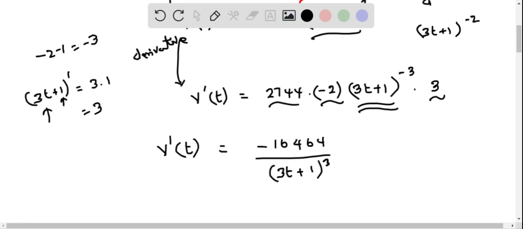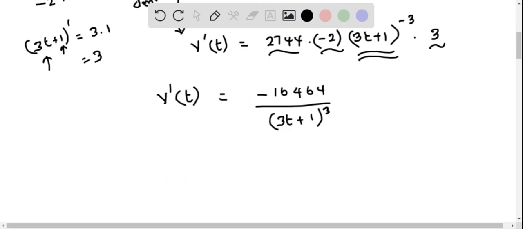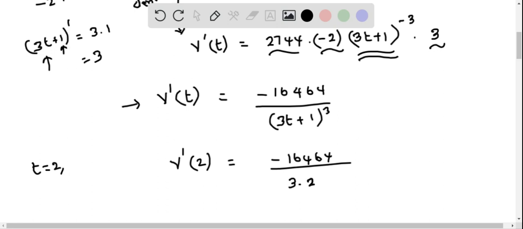Now we found the derivative function for v of t. We can calculate it at t equal to 2. What is the value? So I'm going to plug in t equal to 2 into the derivative function. Therefore, this becomes v prime of 2, and this equals negative 16,464 divided by 3 times 2 plus 1 quantity cubed. So this gives negative 16,464 divided by 3 times 2 is 6, 6 plus 1 is 7, and then it becomes 7 cubed.